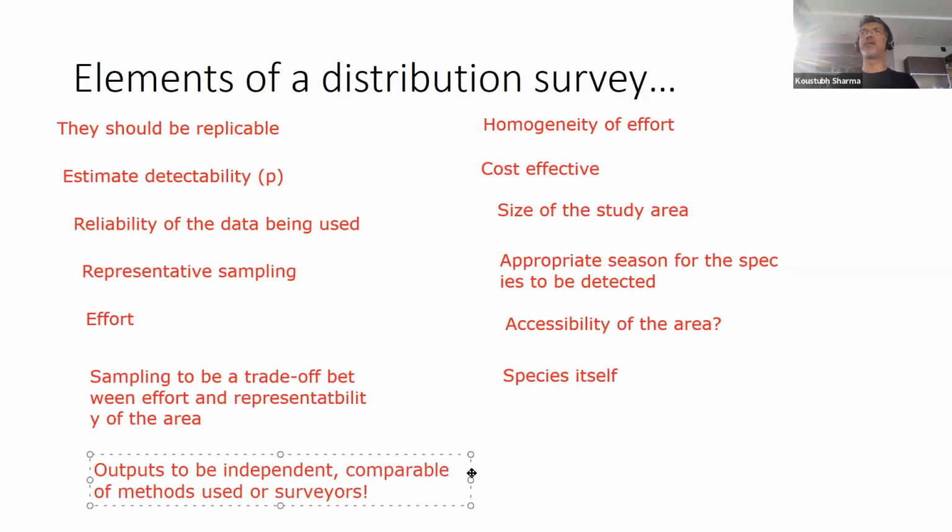It shouldn't be that if, as Justine, and I'm almost repeating what Justine mentioned, if Justine goes out and does a survey, she comes up with a distribution map. And if I go out and do a survey and I say that, oh, the species is in 25%, it's because I didn't see it the rest of the time. And that's where I'm getting biased, right?